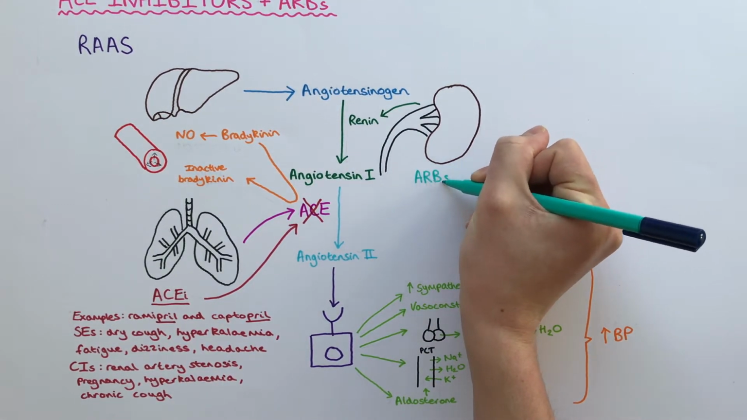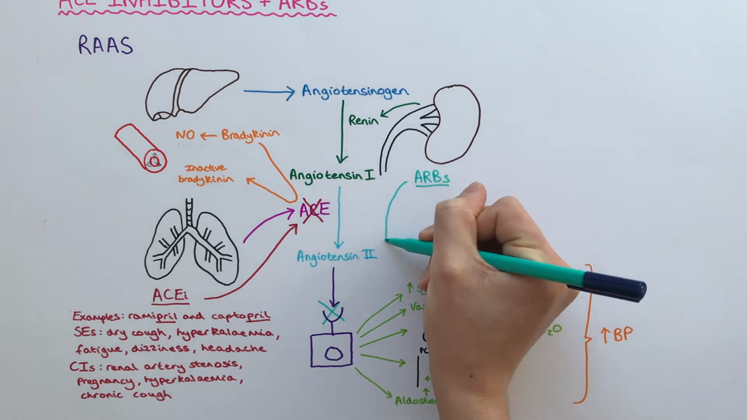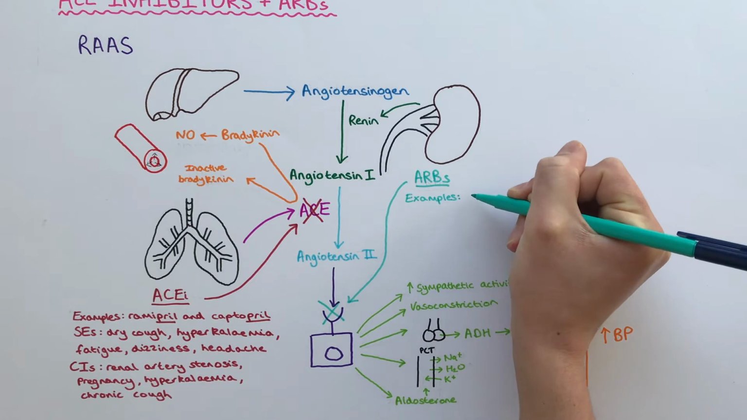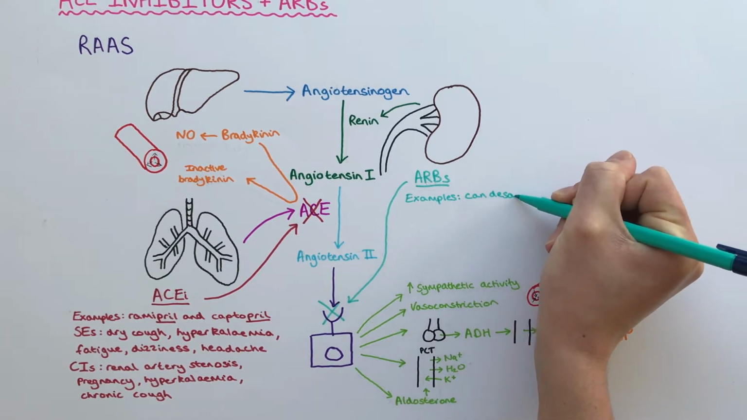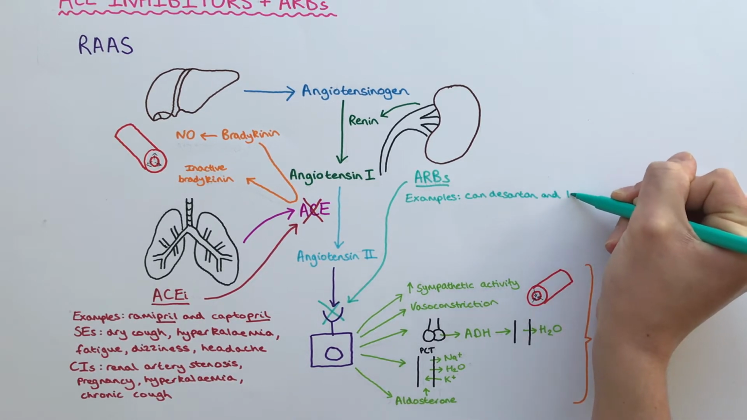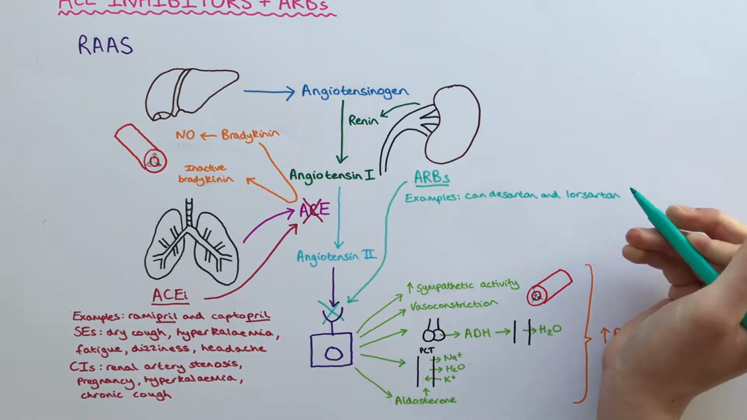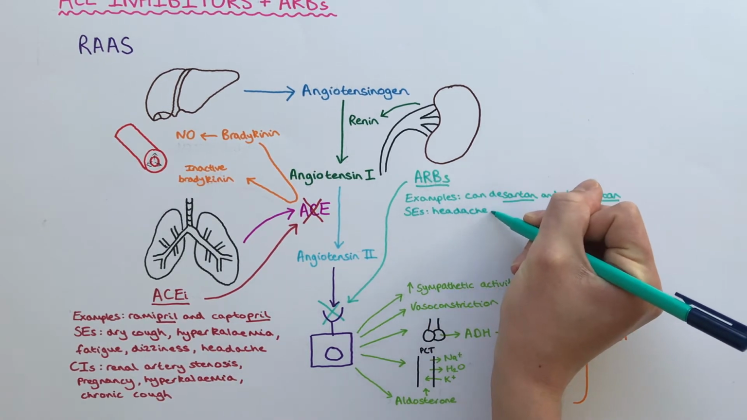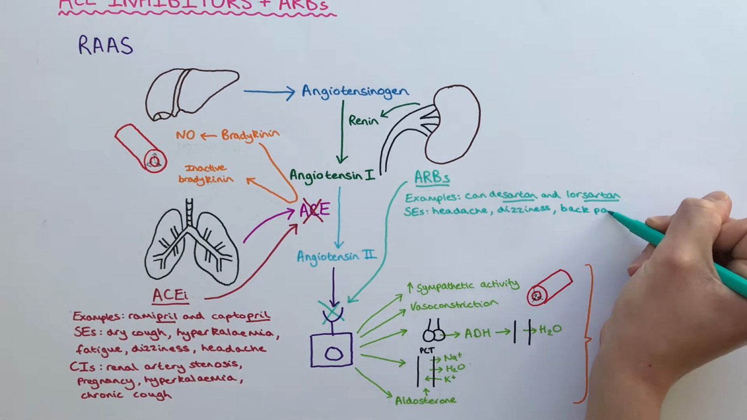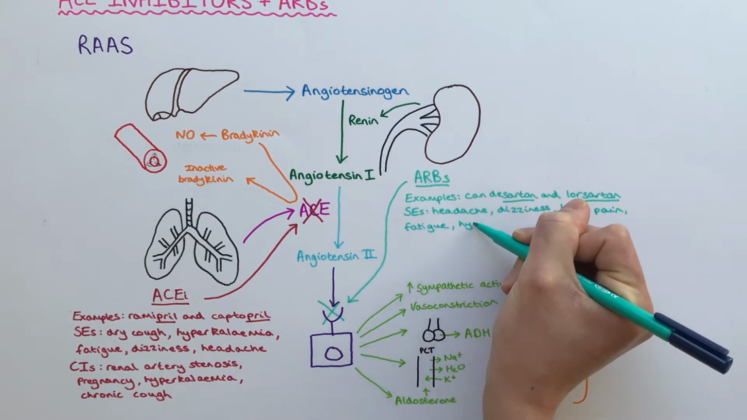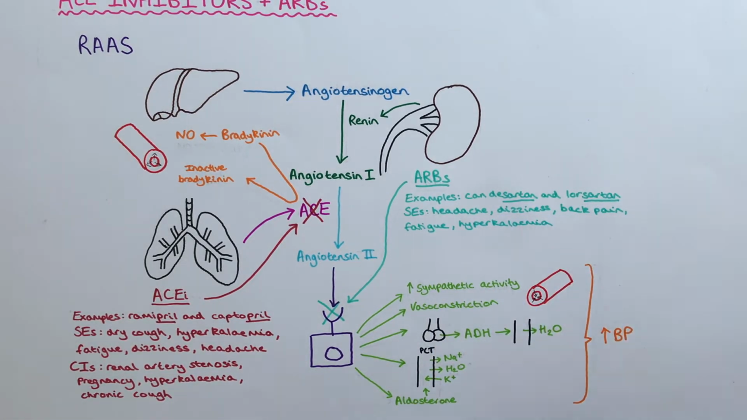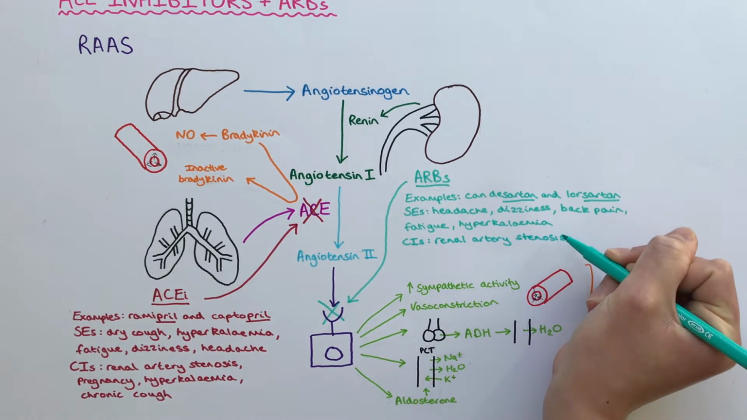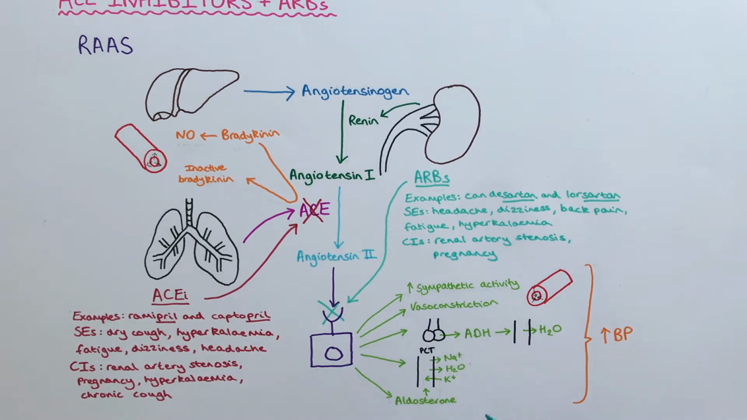Angiotensin receptor blockers block the angiotensin 2 receptor to prevent angiotensin 2 blood pressure raising effects. They tend to be used when the side effects of ACE inhibitors cannot be tolerated, and examples include candesartan and losartan, and they all end in sartan. Side effects of angiotensin receptor blockers include headache, dizziness, back pain, hyperkalemia, and fatigue. And the contraindications are very similar to those of ACE inhibitors, which include renal artery stenosis and pregnancy.